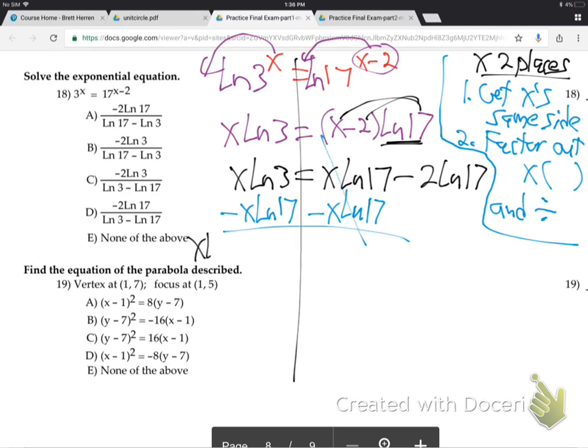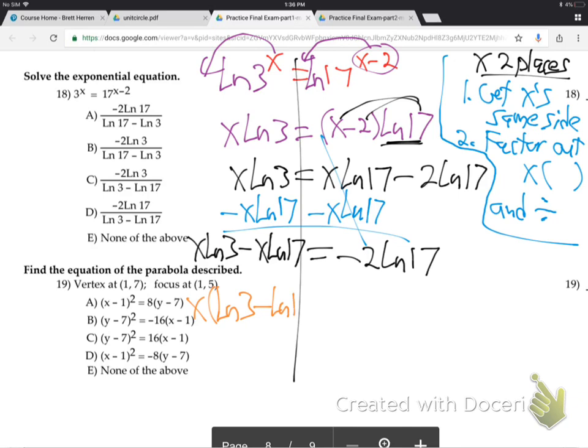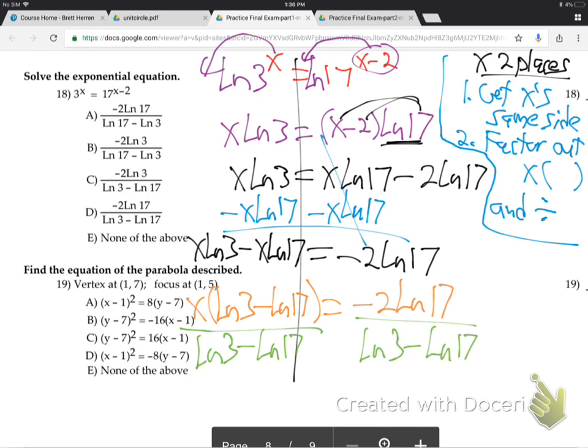So then I'll have x ln 3 minus x ln 17 equals minus 2 ln 17. And then I can factor out the x. Take out the x: ln 3 minus ln 17. And last step, divide. Boom. There it is. So hopefully it's one of those answers. Is it D? Looking kind of like D to me. Let me double check. Yeah, looks like D.